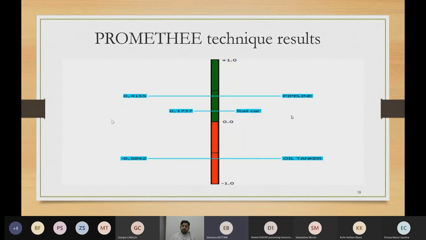So basically this PROMETHEE analysis shows that the pipeline, which is an alternative, has the positive flow, followed by the railway. You can see this is the railway car, and road transportation is the least preferred mode. The corresponding values are 0.455, 0.133, 0.177, and 0.5, minus 0.58 respectively. These imply that pipeline is the best and railway is the medium mode of transportation for oil supply in Pakistan, whereas road transportation, based on tankers and lorries, is found to be the worst mode of transportation for oil supply in Pakistan.